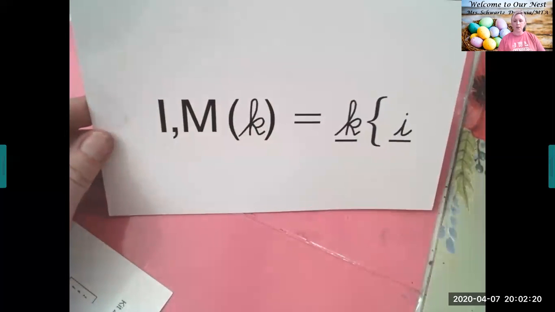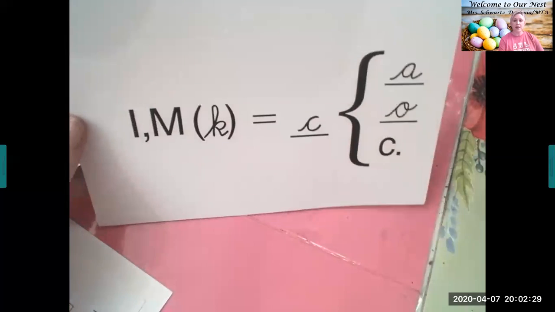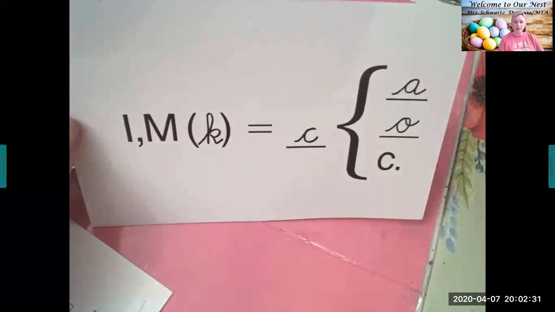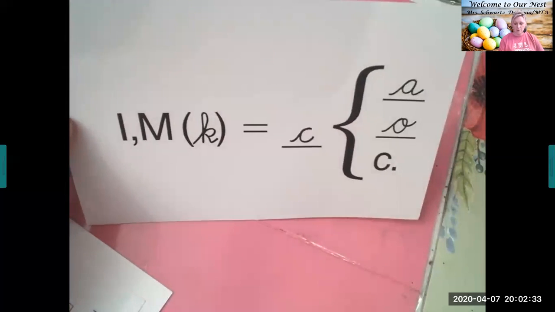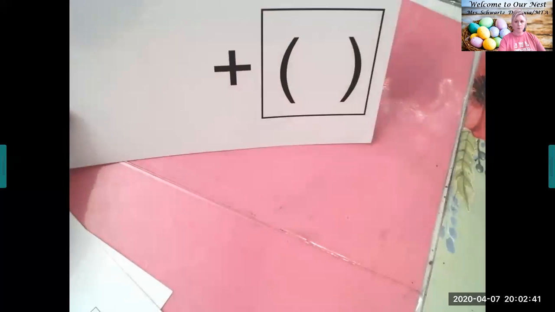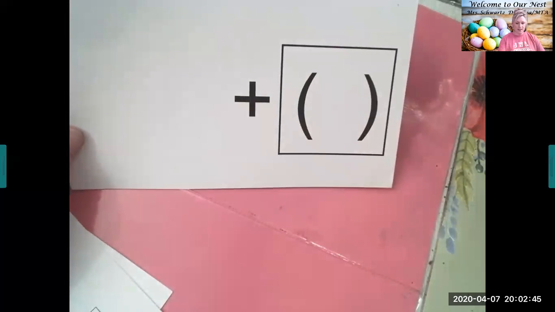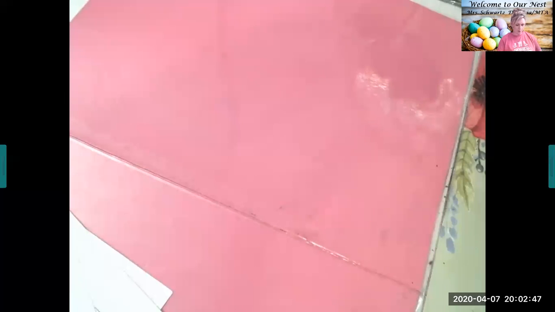Initial or medial k is spelled K before I. Initial or medial k is spelled C before A, O, and any consonant. The spelling of a suffix does not change.